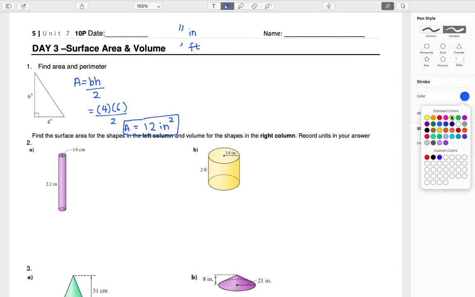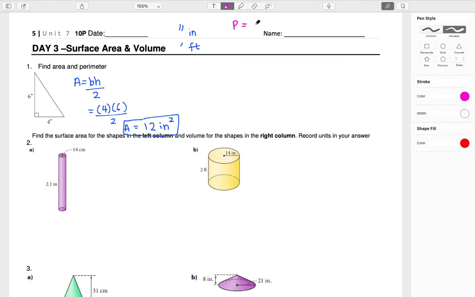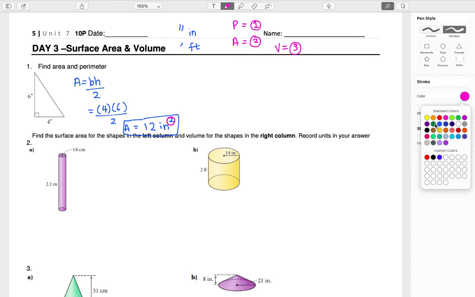Now, keep in mind for perimeter, the unit has a degree or exponent of 1. For area, it has a degree or exponent of 2. And volume has a degree or exponent of 3. So that's why you will see an exponent of 2 for area.